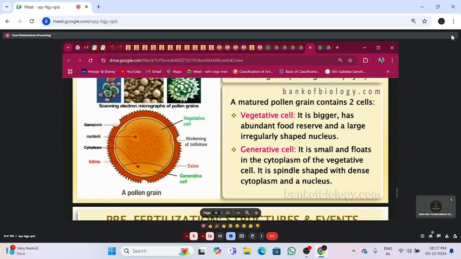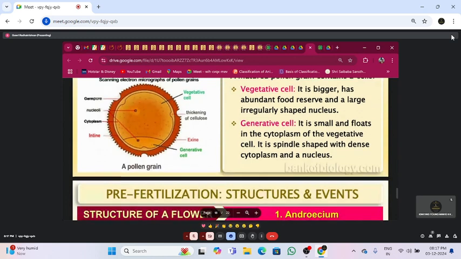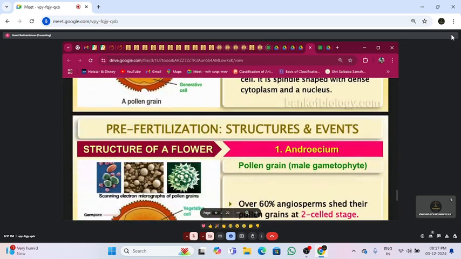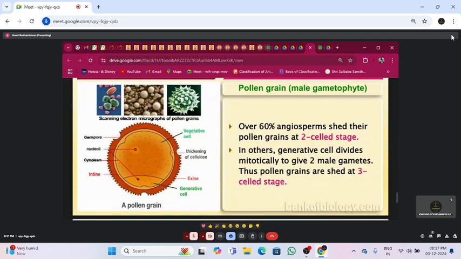The vegetative cell is a big one with abundant food reserve and a nucleus which is irregular in shape. This vegetative cell supports the generative cell and gives it nourishment. The generative cell is spindle shaped with dense cytoplasm and a nucleus. It is small and floats in the cytoplasm of the vegetative cell. So the pollen grain consists of two cells.